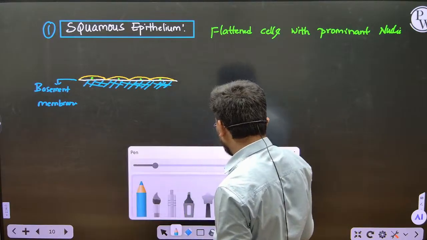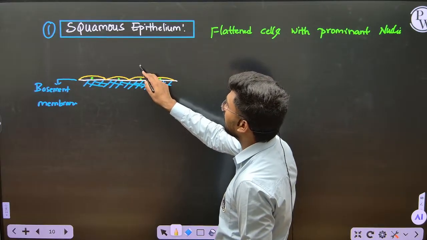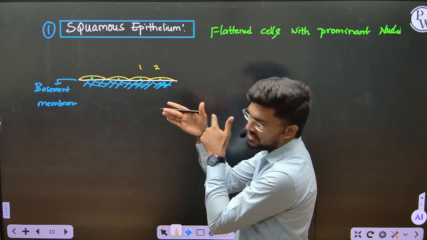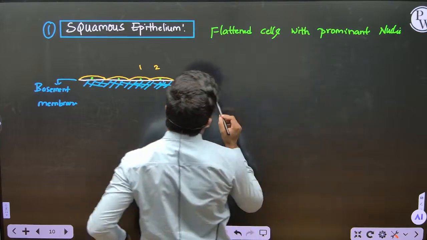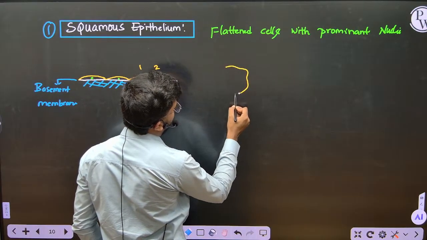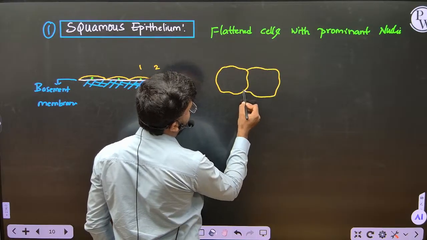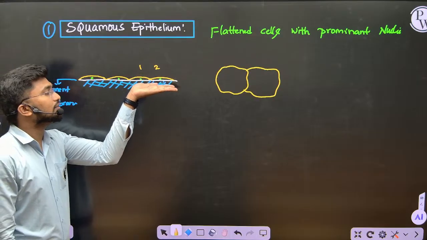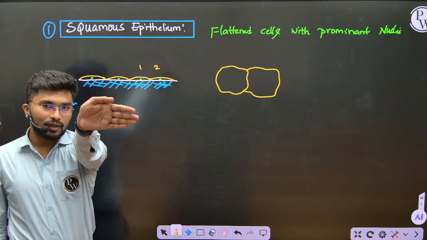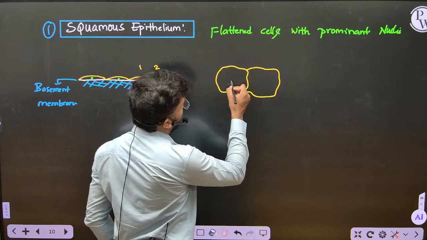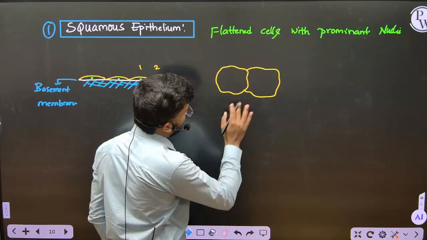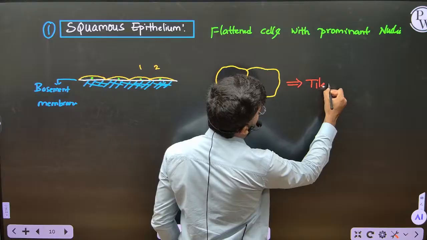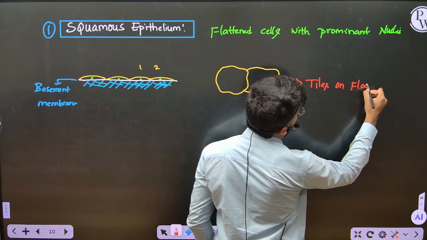Sometimes they can describe squamous epithelium in this way also. I am taking two cells, cell number 1 and cell number 2. I am picking them out and noticing this view under the microscope. It will look like this, one cell and another cell. I already told you the earlier one was the lateral view. Now you are seeing the front view. In the front view, the nucleus will be at the center somewhere. What I mean is, the cells' arrangement looks like tiles on the floor.